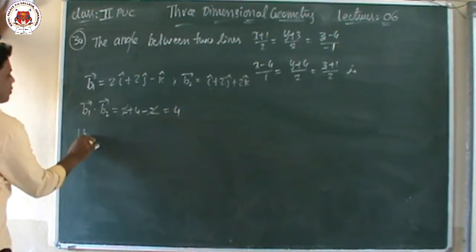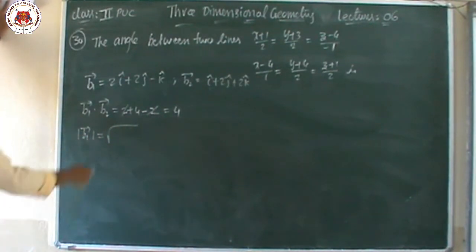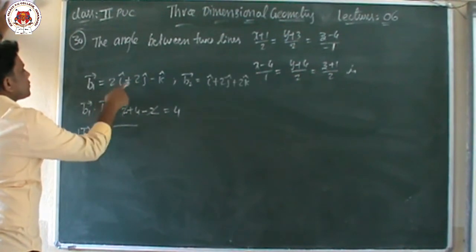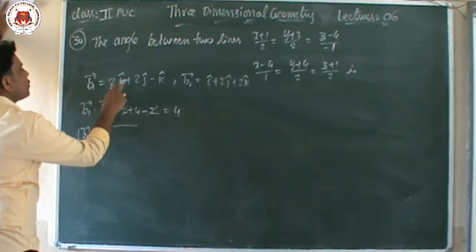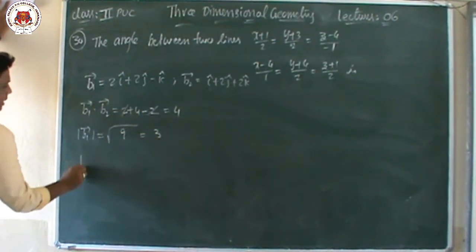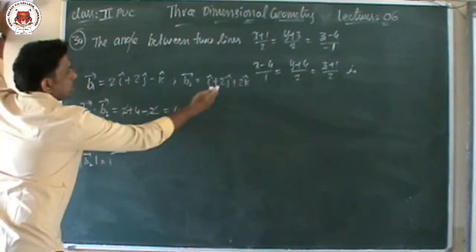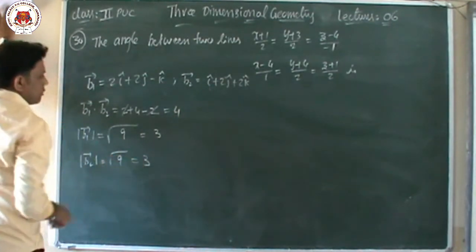Next we will find the mod of the B1 vector. Mod of B1 vector is nothing but the square root of this one squared plus this one squared plus this one squared. 2 squared is 4, 2 squared is 4, 4 plus 4 is 8, 8 plus 1 is 9. Root 9 is nothing but 3. Next is the mod of B2, which is the same: 2 squared is 4, plus 4 is 8, 8 plus 1 is 9. This value is also 3.